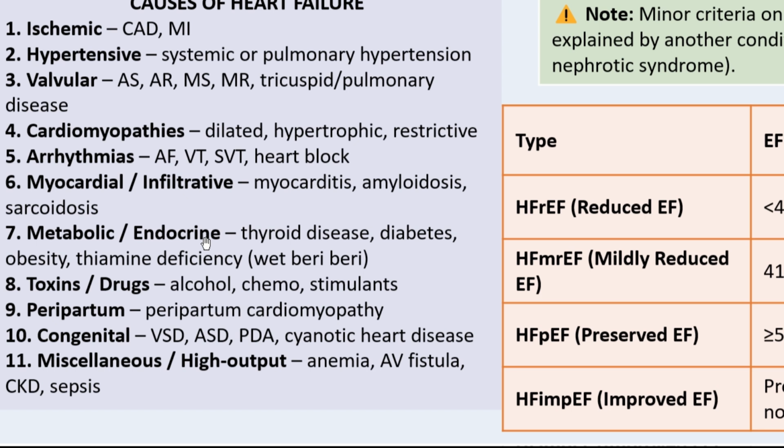It can be peripartum, whereby someone gets pregnant without any previous signs of heart failure, and towards the end of the pregnancy or within the first 6 months after giving birth, which we call the puerperium, someone develops heart failure. We call this peripartum. And then we have congenital, where someone is born with an abnormality in the heart, and there are other causes which are miscellaneous, or the high output heart failures like in anemia, arteriovenous fistulas, and chronic kidney disease.